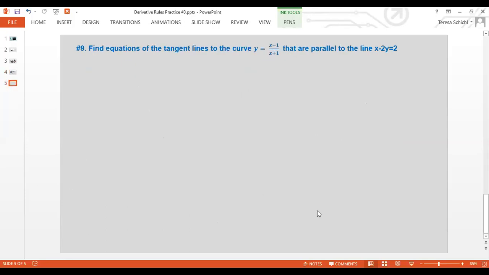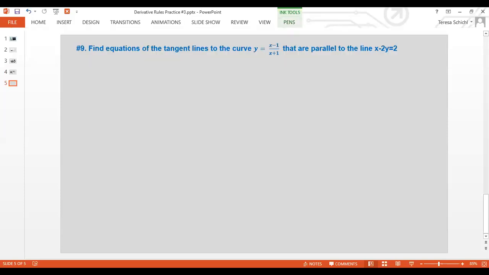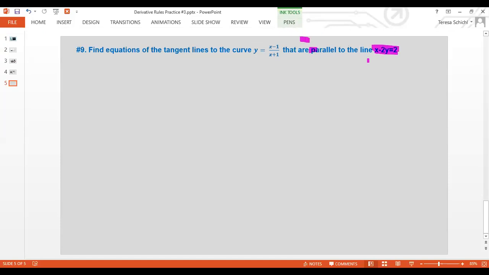Okay, now let's take a look here. Number 9 is here, right? Find the equation of the tangent line to the curve y equals x minus 1 over x plus 2, and it needs to be parallel. This is my key thing here. We need to be parallel to this one here.